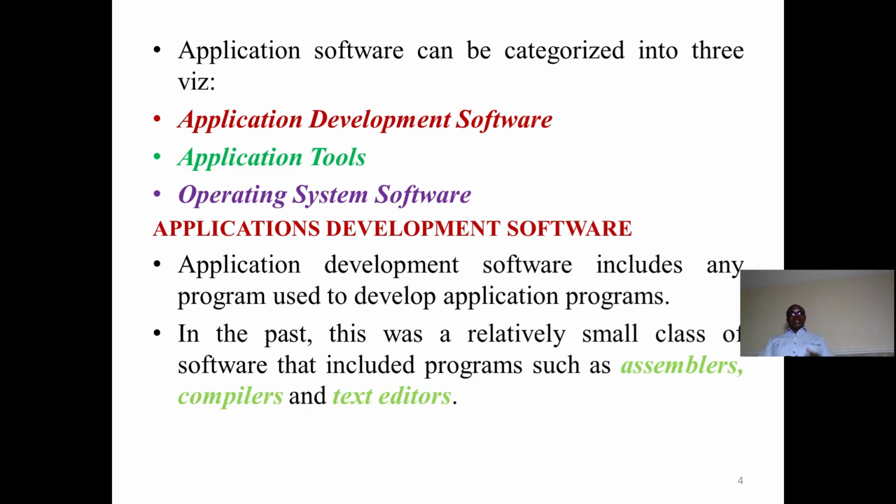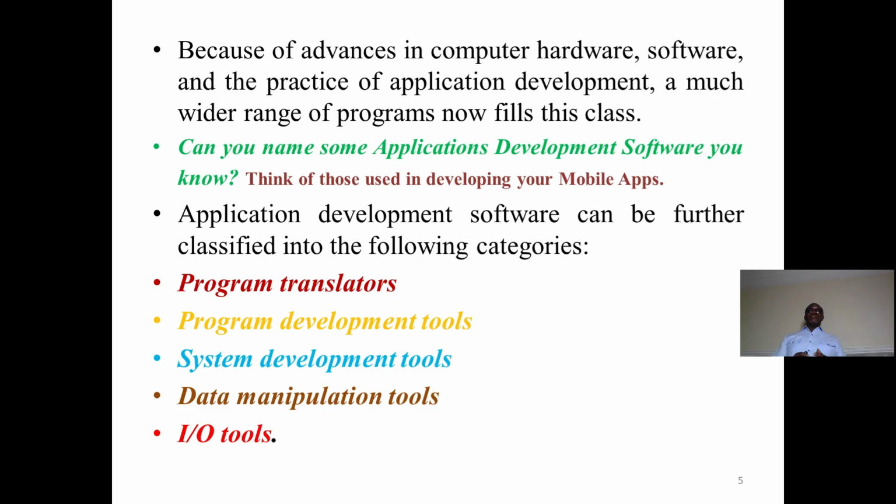We say that application development software includes any program used to develop application programs. In the past, this was a relatively small class of software that included programs such as assemblers, compilers, and text editors. But because of advances in computer hardware, software, and the practice of application development, a much wider range of programs now fills this class.